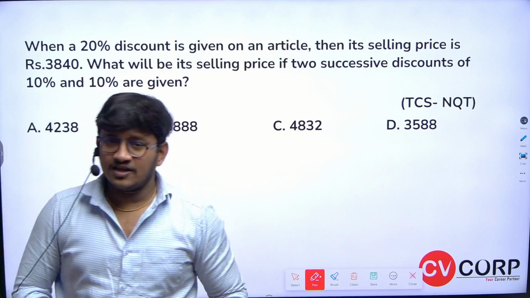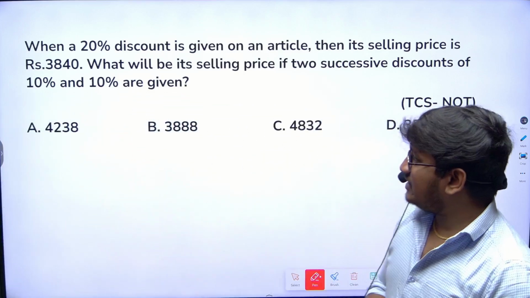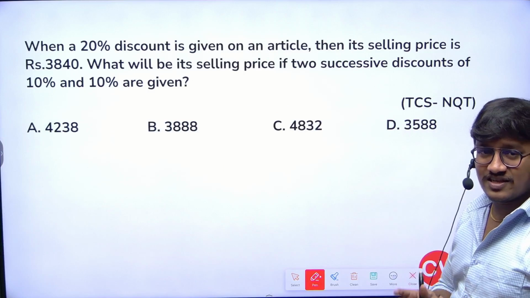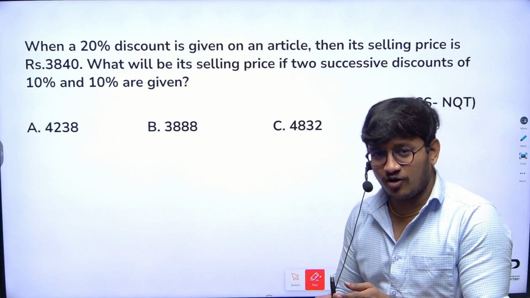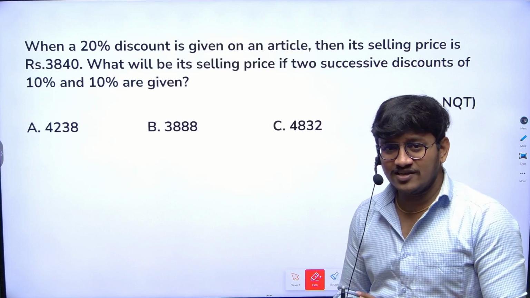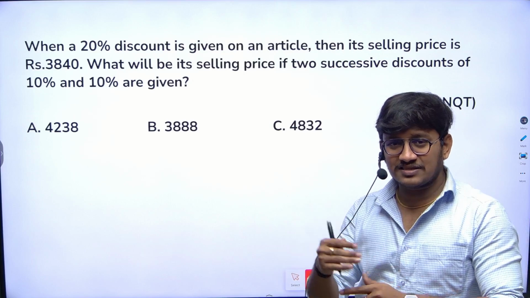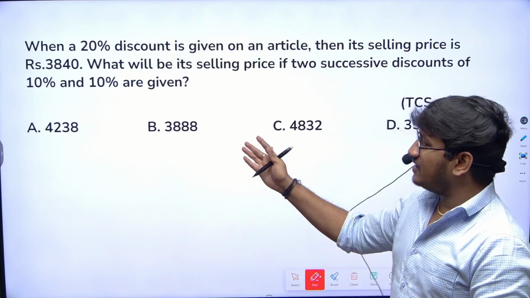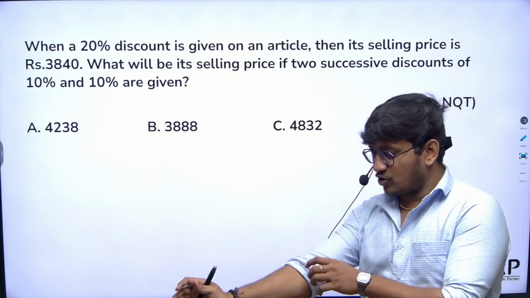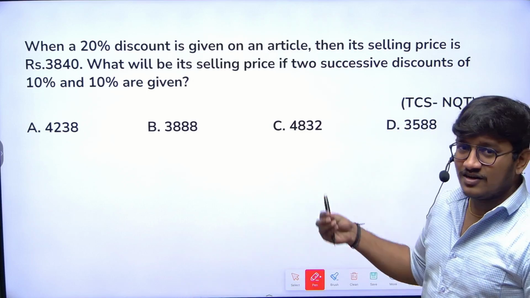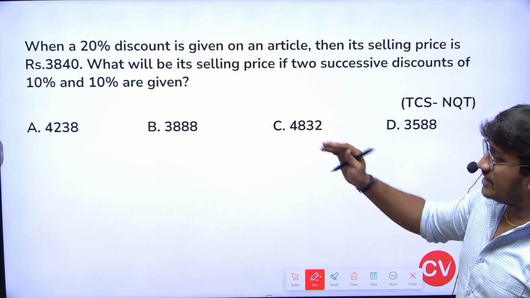Okay, so let's try to solve this question. We already discussed this successive discounts formula in yesterday's class. The only shortcut you should know is a plus b plus ab by 100, the successive discounts shortcut we are using. Then solving this question is just a piece of cake. Okay, so let's try to understand.